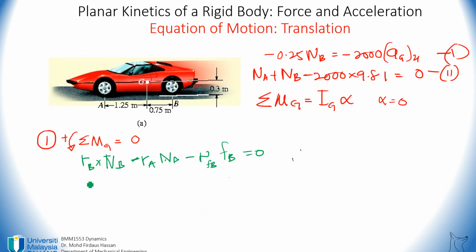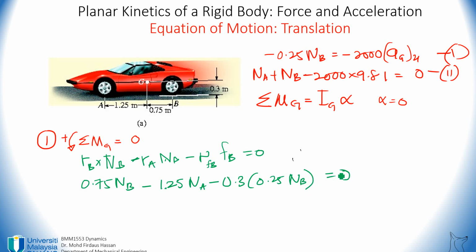Substitute the values. This one: 0.75 times NB minus 1.25 NA minus 0.3 FB. FB is what? FB is 0.25 times NB, and this is equal to 0.